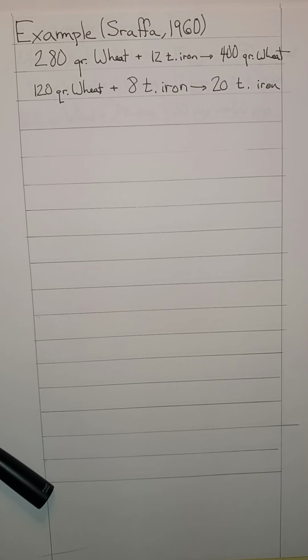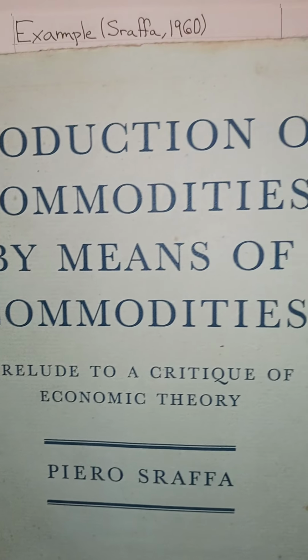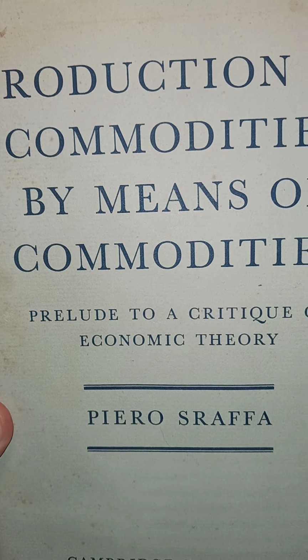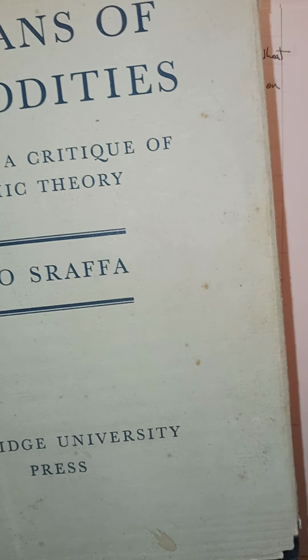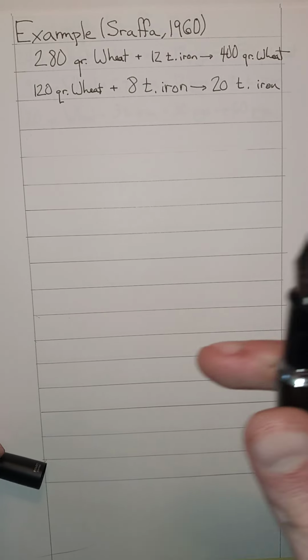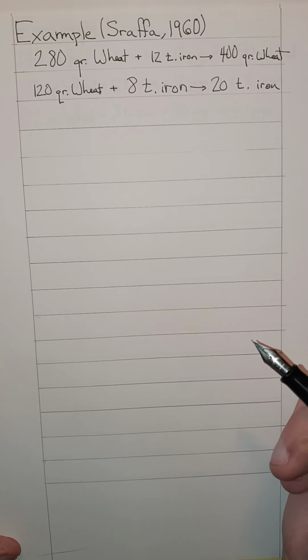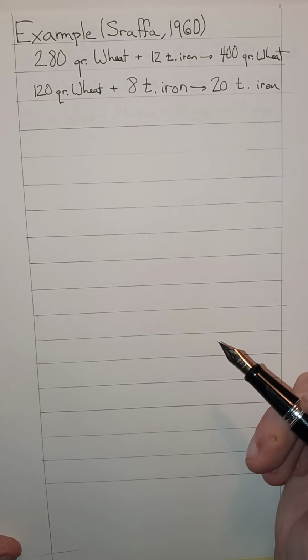So now I'd like to work through a couple examples from this book, Piero Sraffa's Production of Commodities by Means of Commodities. And it's really an interesting text. It's almost, quite honestly, a grocery list of examples of linear algebra.